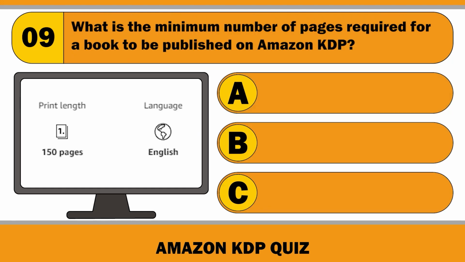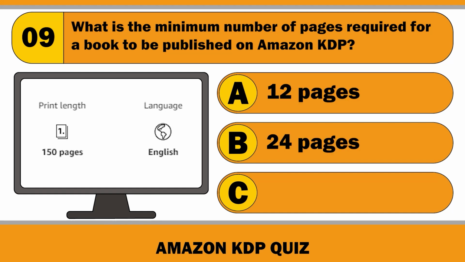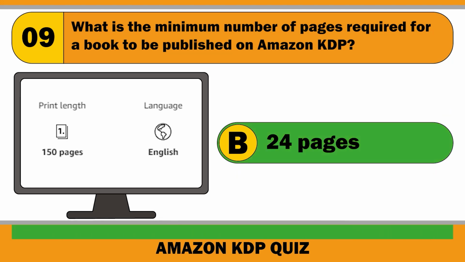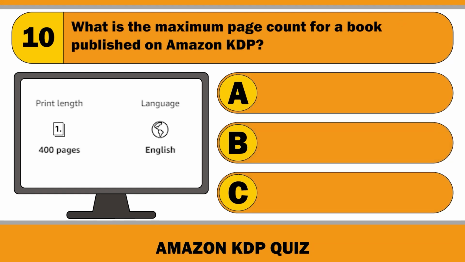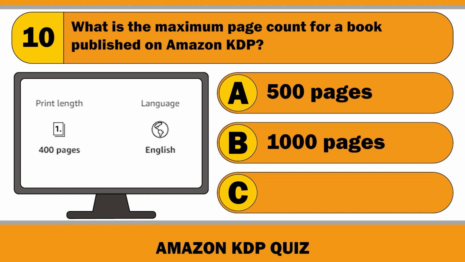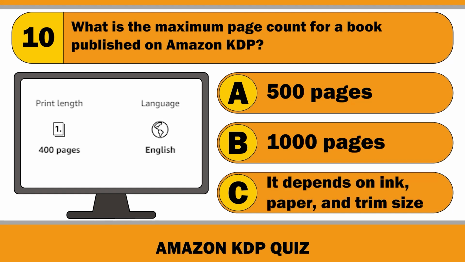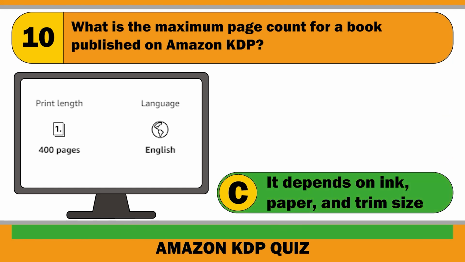What is the minimum number of pages required for a book to be published on Amazon KDP? Is it 12 pages, 24 pages, or 36 pages? The answer is 24 pages. What is the maximum page count for a book published on Amazon KDP? Is it 500 pages, 1000 pages, or does it depend on ink, paper, and trim size options? The correct answer is option C.